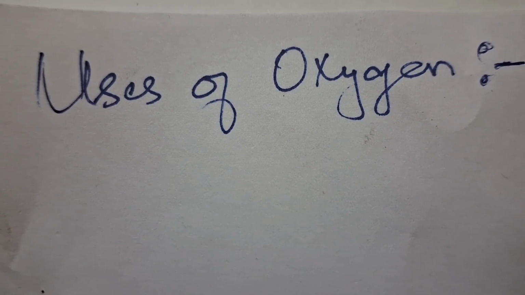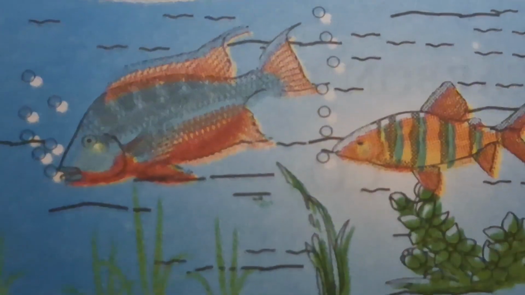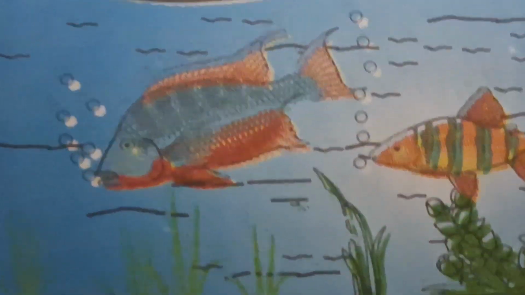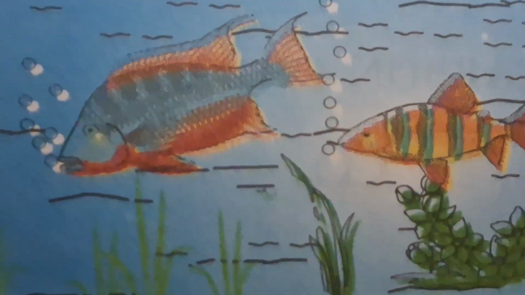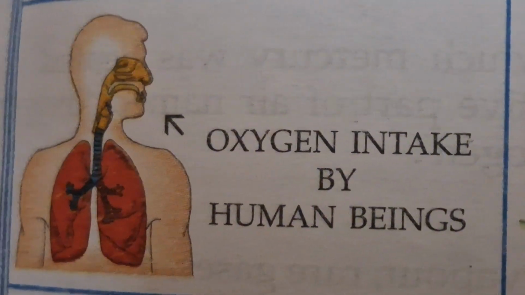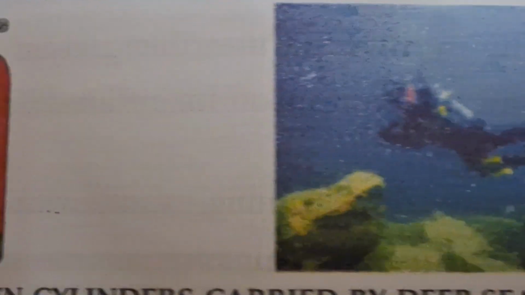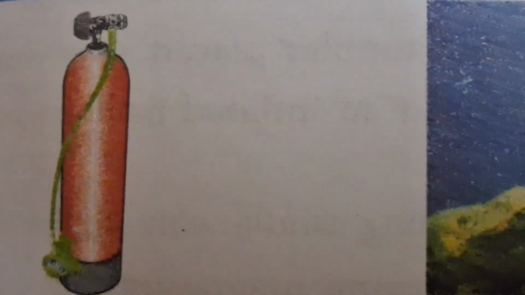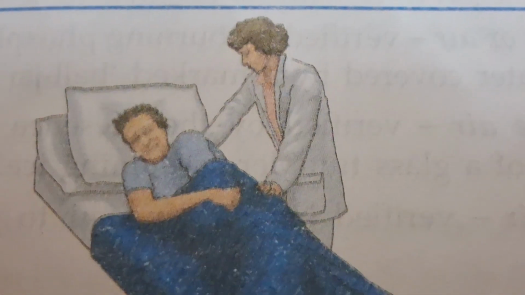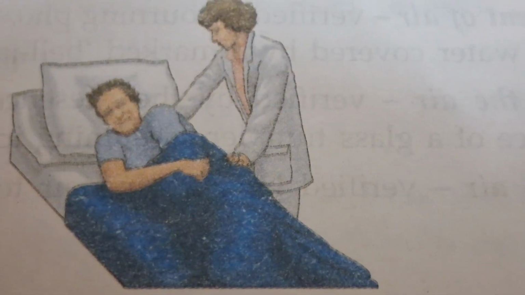Next are the uses of oxygen. Oxygen is slightly soluble in water. So this dissolved oxygen is utilized by aquatic creatures for respiration. All animals, including human beings, need oxygen for respiration. Oxygen cylinders are carried by sea divers for respiration. Patients in hospitals need oxygen for artificial respiration.